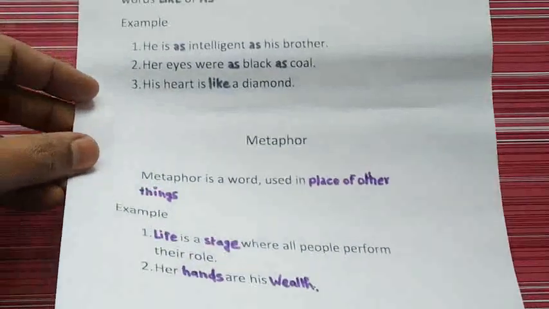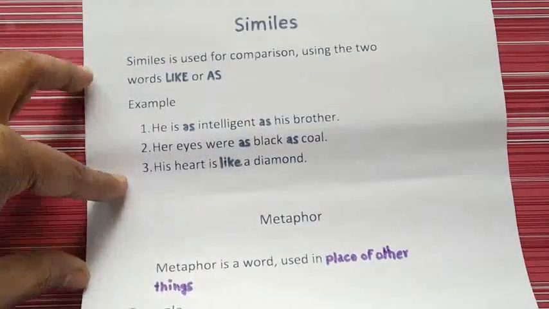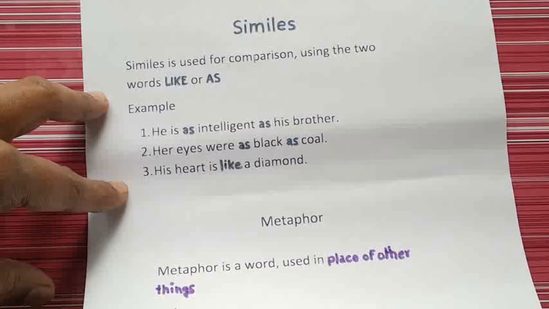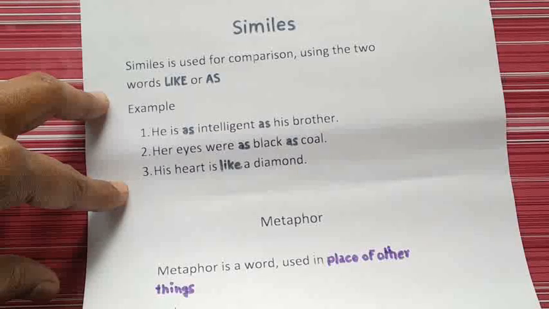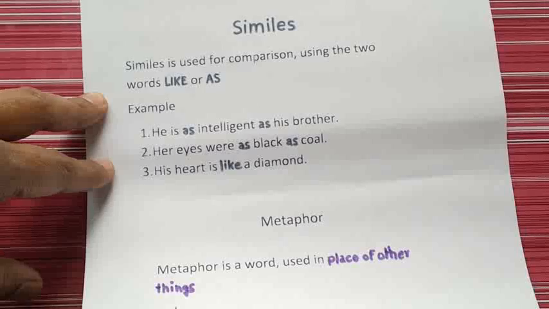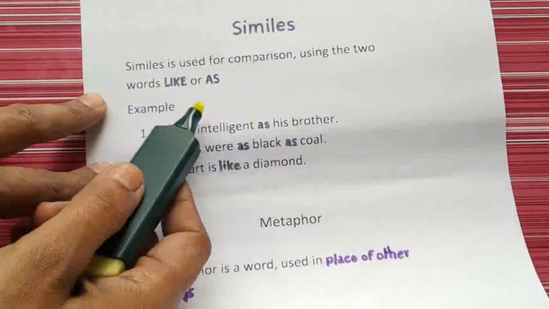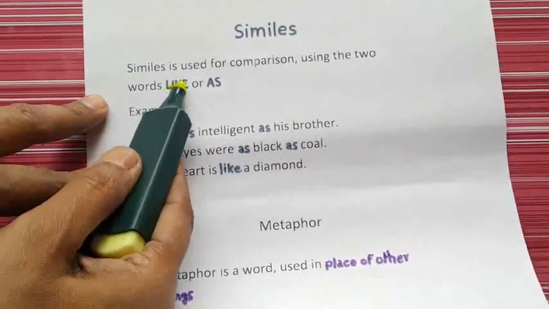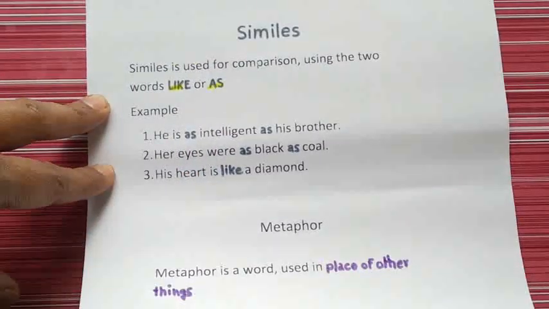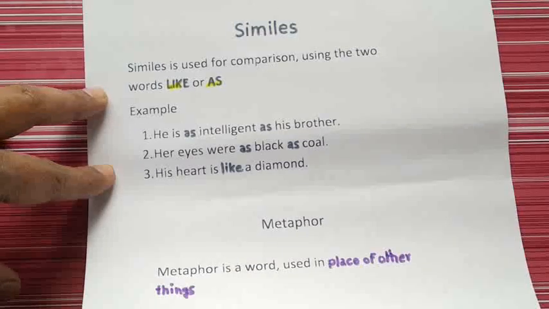Simile. What is the meaning of simile? Simile means a kind of similarity. Like and as. You are seeing this. The simile is used for comparison using the two words like and as. Where you find like and as, that is definitely called a simile. I am giving you examples.